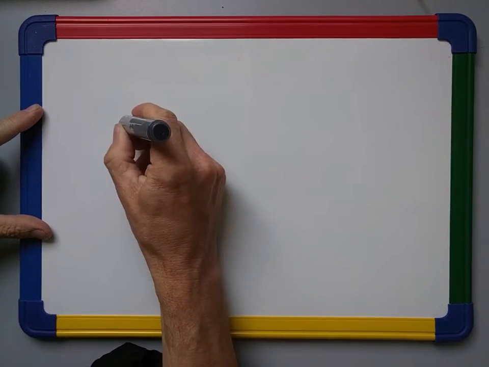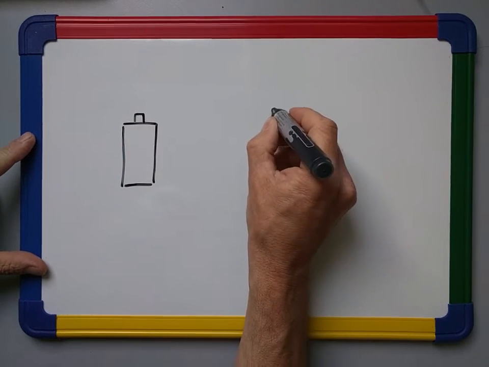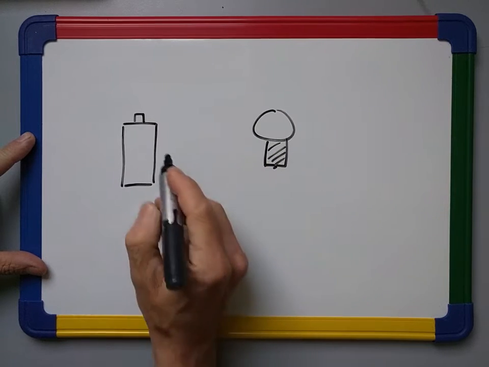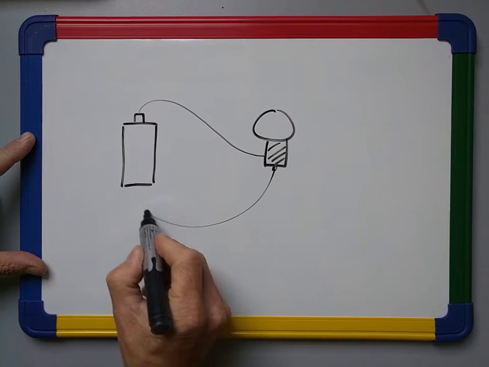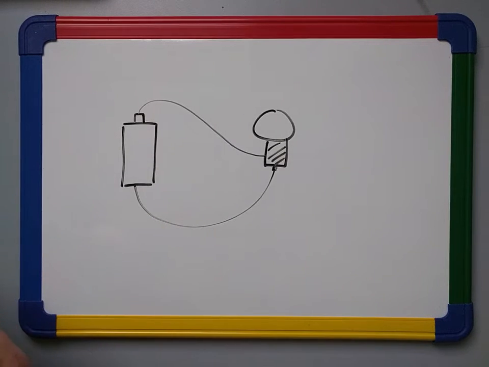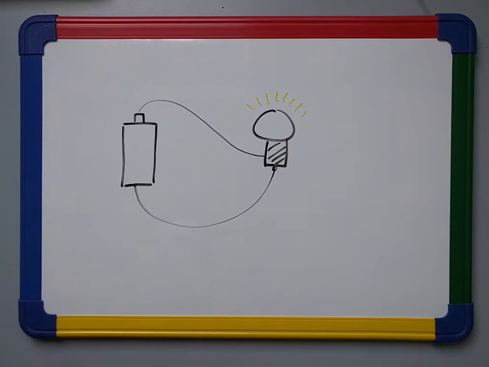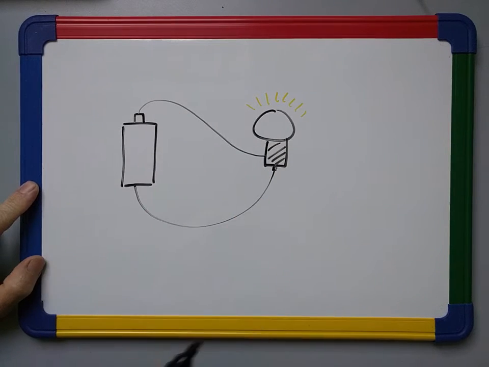So let's say we have a battery and a little bulb, and we want to connect these two together, and we take a wire to there and a wire to there, and sure enough our little bulb lights up. So simplest possible electronic circuit. Now the point of a resistor is to resist the flow of electricity in a circuit.